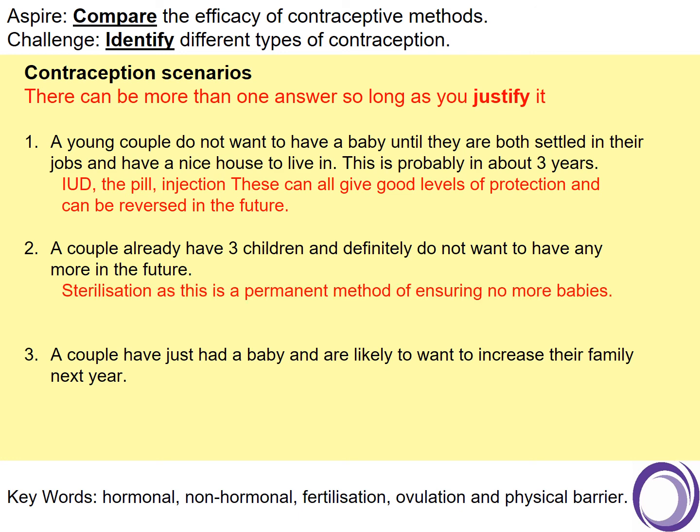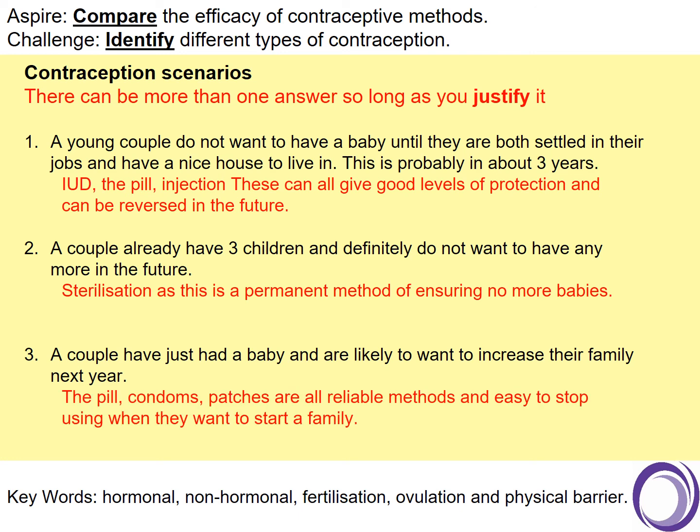For the couple that already have 3 children and definitely don't want any more, I would have suggested sterilisation. It's a permanent method ensuring no more babies, and it does mean that the woman doesn't have to take any hormones, and they don't have to worry about barrier methods.